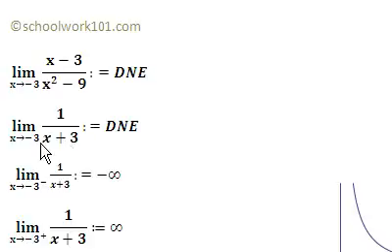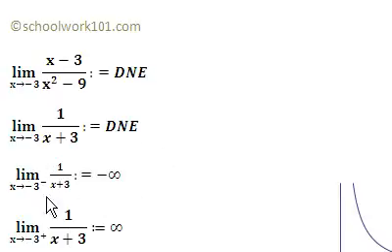Remember, we factored and canceled terms out. We got down to 1 over x plus 3. We plug negative 3 in, and we get 0 in the denominator. So that tells me that this limit does not exist, so we know that it's definitely not continuous at x equals negative 3.